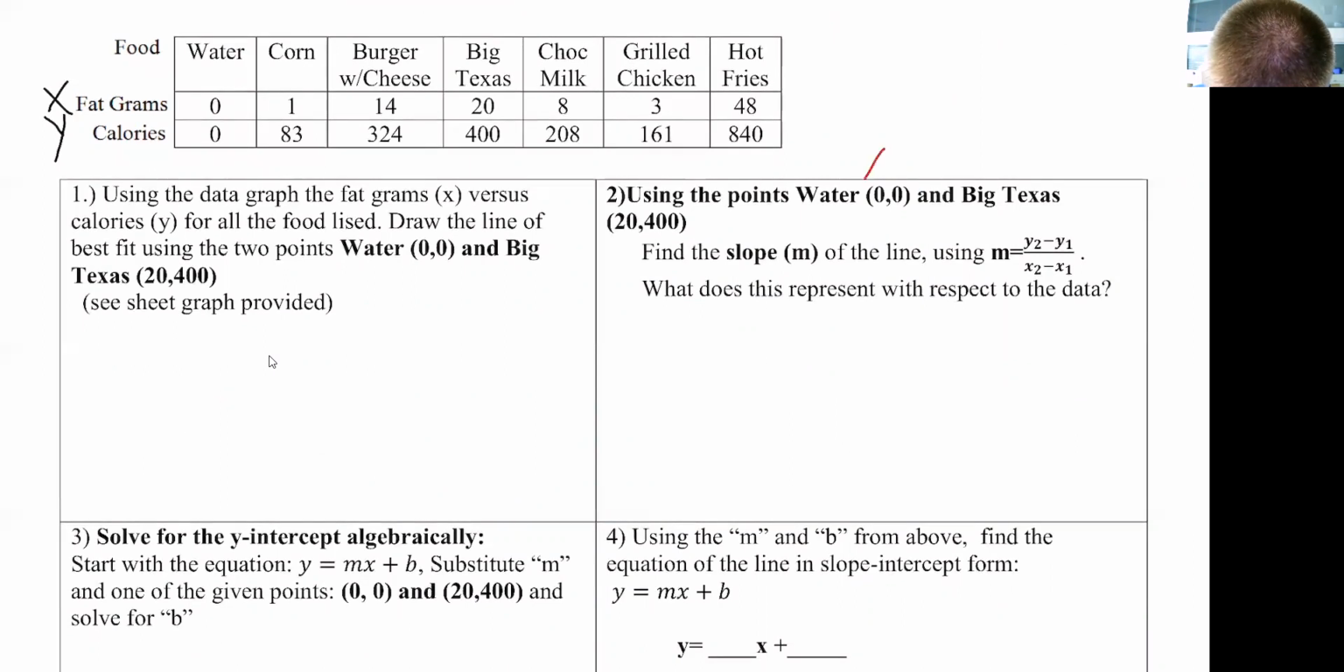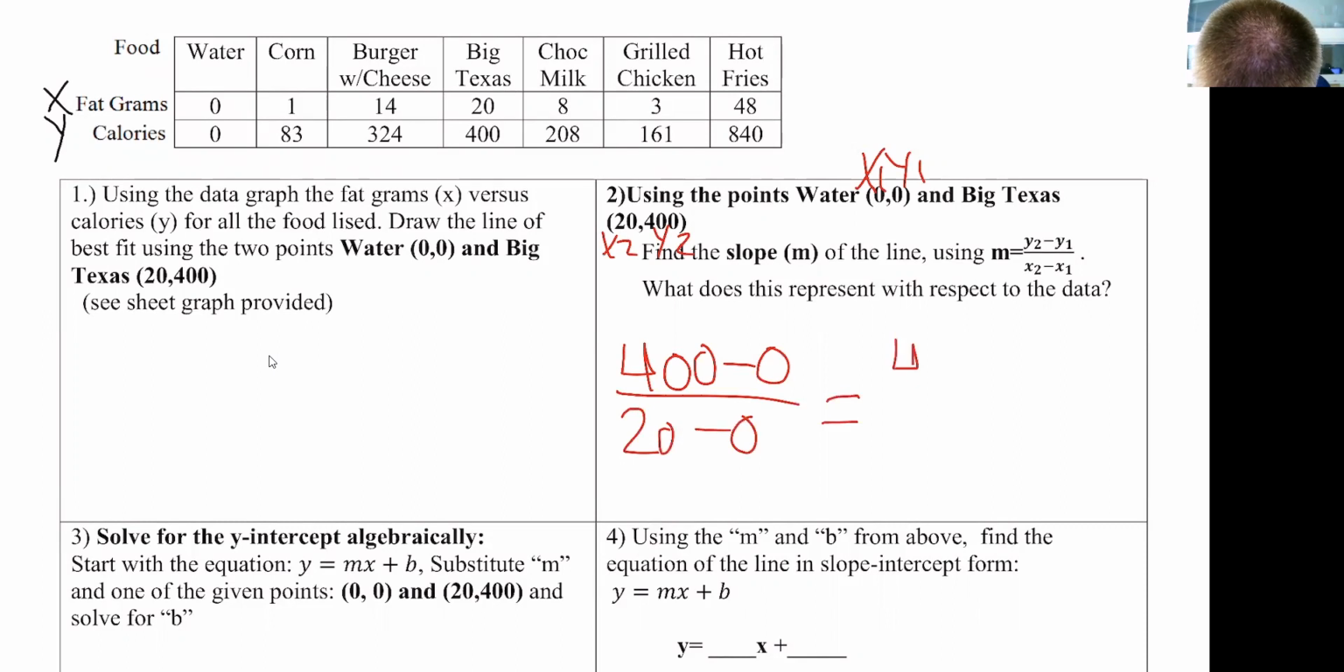If we label x1, y1, x2, y2 and plug in our slope, it'd be 400 minus 0 on the top, 20 minus 0 on the bottom. If you subtract 0, nothing really changes. If you divide this out, you would see the slope simplifies to be 20. So that's our m.